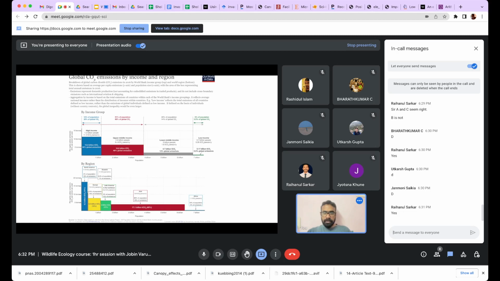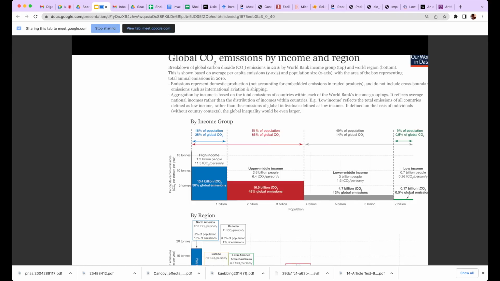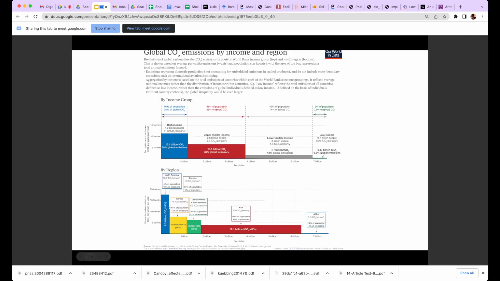Okay, I'll just explain it a bit. So the text tells you this is basically looking at the global carbon dioxide emission in 2016. The x-axis is population, and the y-axis is per capita emission.